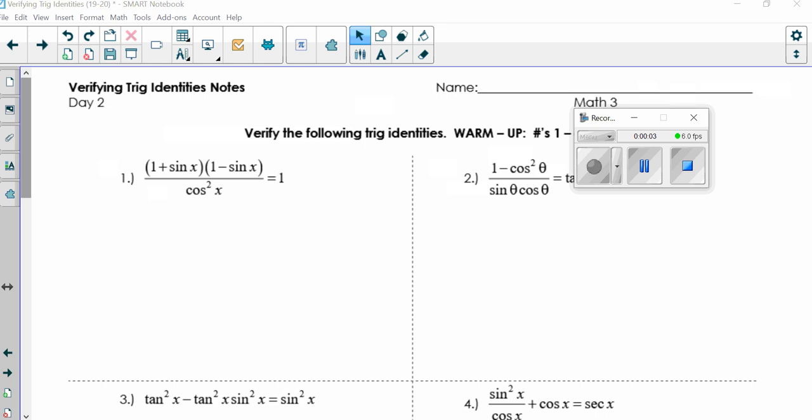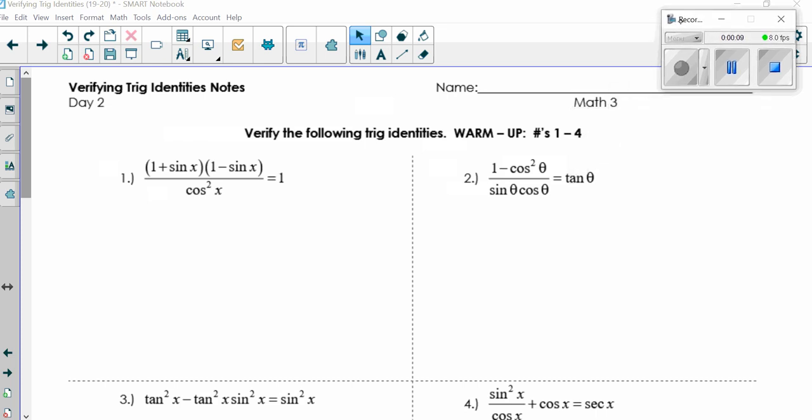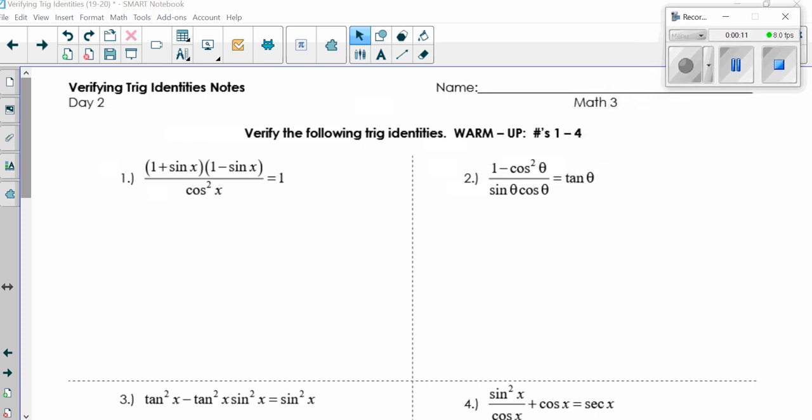Okay, so this is day 2 of verifying. This day was intended for you guys to have mostly as a work day, and for me, really just to walk around the room and make sure that I can answer questions as you guys were working. So try not to use this as a day where you're just listening to me go step by step, but rather that you are using the 50-minute period to work on it, check your answers if you need to.